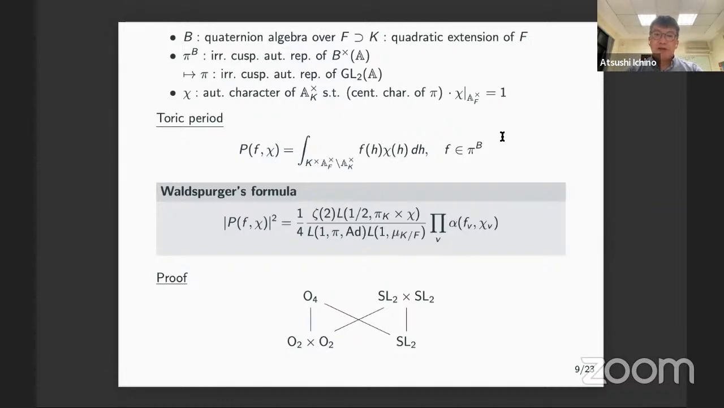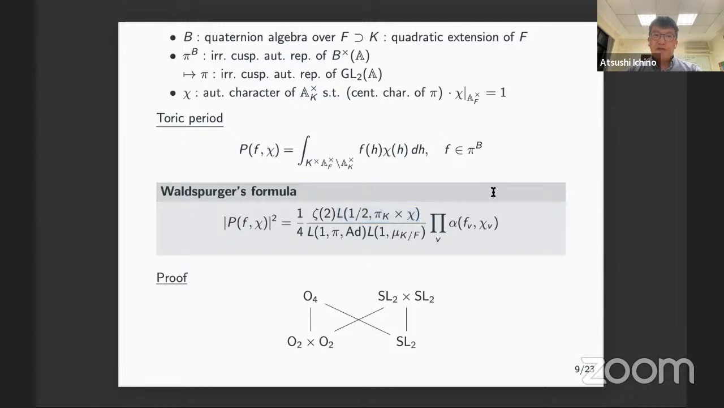But we are interested in this complex number because of the following formula by Waldspurger. Waldspurger proved that the square of this period is essentially equal to the central value of an L function. This L half is the main term on the right-hand side, and this is the central value of a degree four L function. So in this way, this period can be related to an L value, and this is interesting.